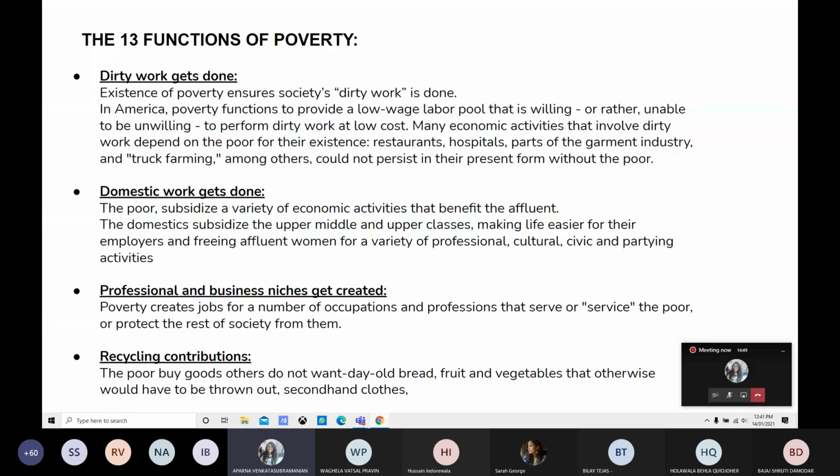Then he talks about professional and business niches that get created. Poverty creates the need for a number of professions and occupations that serve the poor. Pawn shops are in a sense banks for those who couldn't qualify for loans. Other activities and groups that flourish because of the existence of poverty are stores in inner cities that often specialize in cheap liquor, cigarettes by the carton, and the sale of heroin. Also, the presence of faith healers and a peacetime army, which recruits its enlisted men mainly from among the poor.